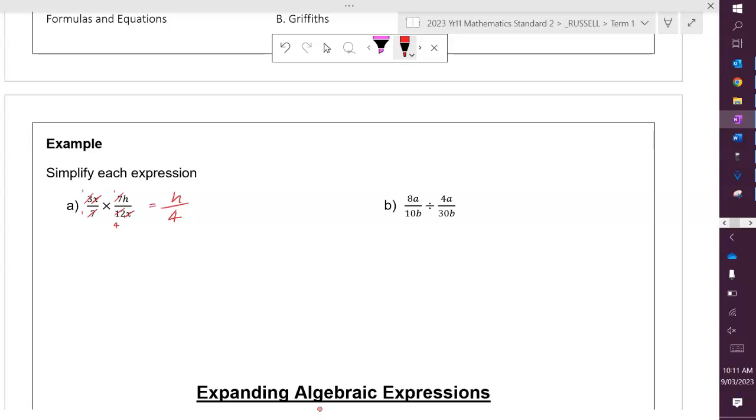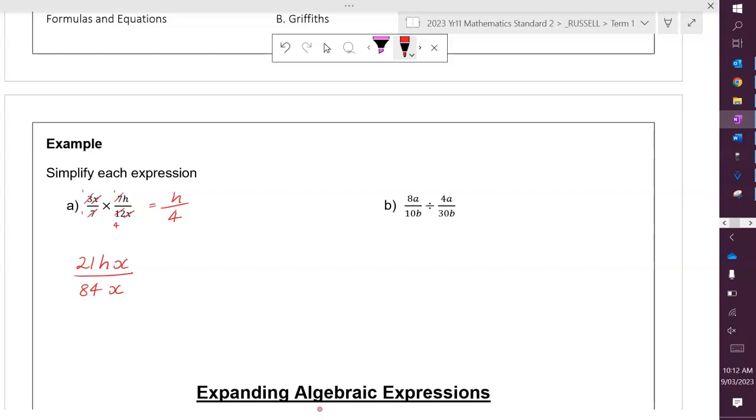If you can't see how to cancel it that way, do it across. We get 21hx divided by 84x. And from there, you just need to think, well, what can I divide into both 21 and 84 in order to cancel it down?